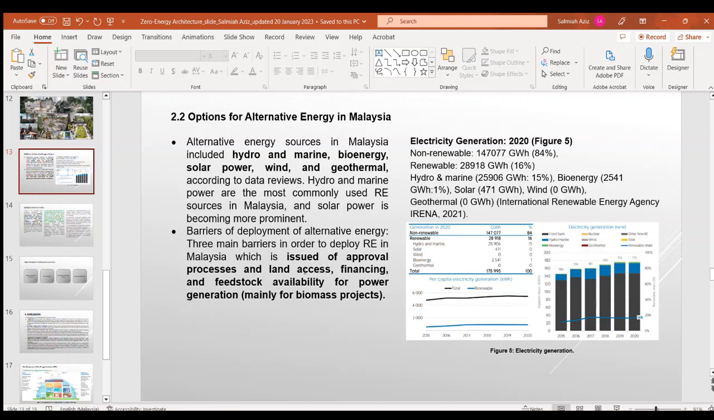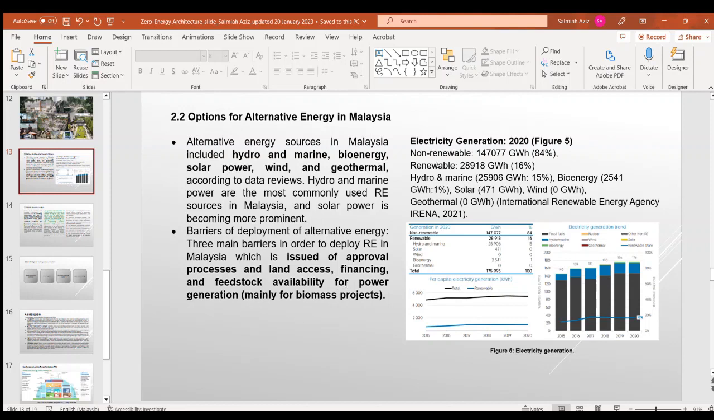Barriers to deployment of alternative energy: there are 3 main barriers to deploying renewable energy in Malaysia, which are issues with the approval process and land access, financing, and feedstock availability for power generation, mainly for biomass products.